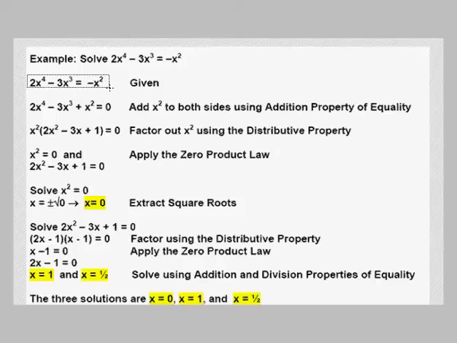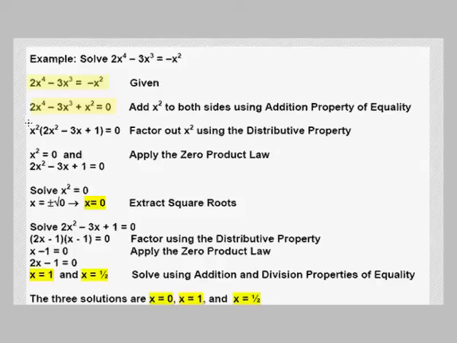So we have our original equation. We want to add x squared to both sides. And this gives us 2x to the fourth minus 3x cubed plus x squared equals 0. Now we do this so that we can eventually use the zero product law.